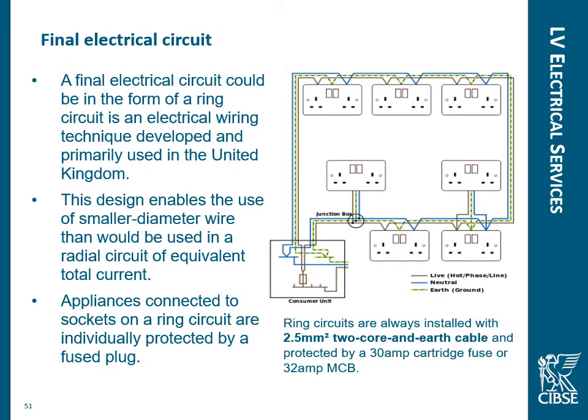And we can see on this ring main here, using the newer colours, brown for the live, blue for the neutral, and green and yellow for the earth. Generally wired in 2.5 square millimeter cable, 2 core and an earth, the 2 cores being the live and the neutral, and protected either by a 30 amp fuse or, on more modern systems, a 32 amp circuit breaker.